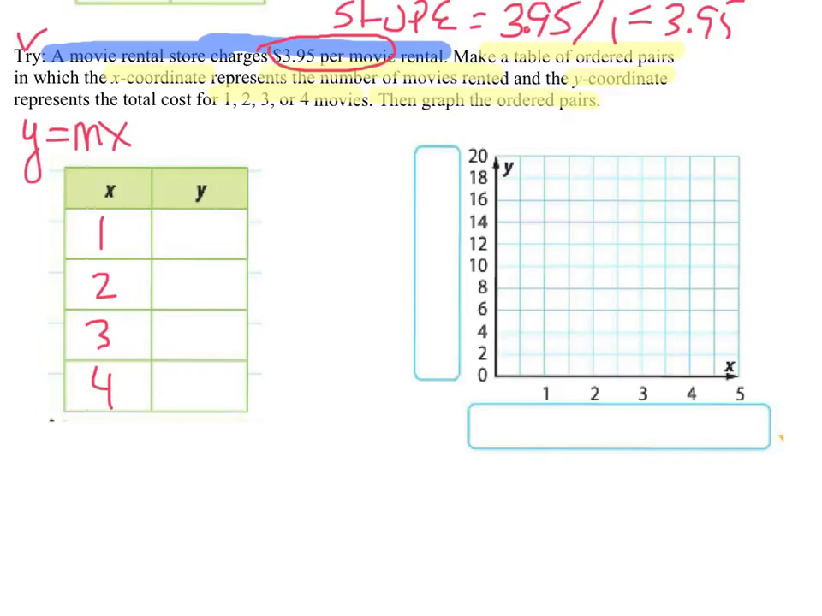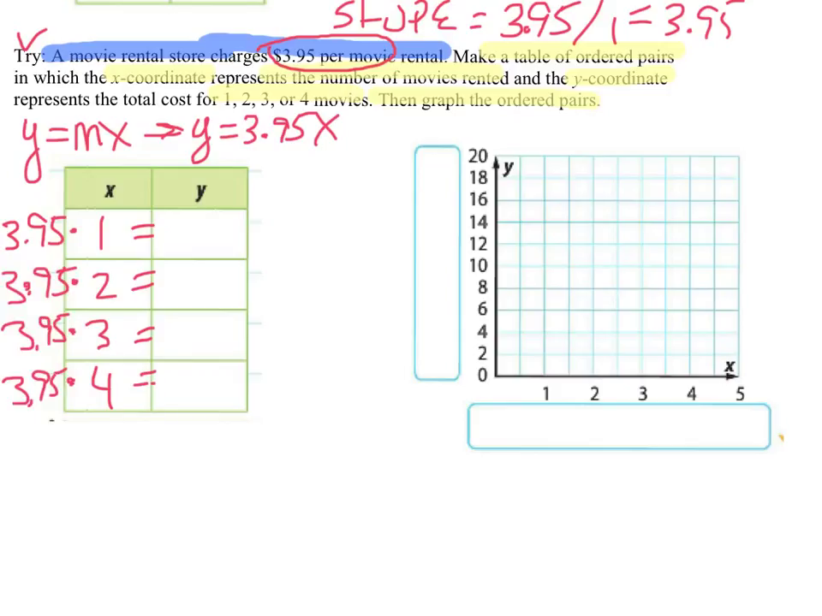Now write the slope-intercept form of y equals mx without the plus b, and substitute in the 3.95 for the m, or slope. So in order to get something to equal y, we're going to have to multiply each of these by 3.95, which is the slope. Multiplying 3.95 times 1, we get 3.95. 3.95 times 2, we get $7.90. And 3.95 times 3, we get $11.85. And 3.95 times 4, we get $15.80.